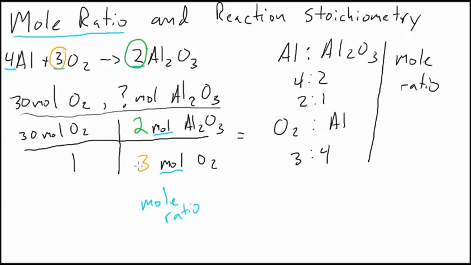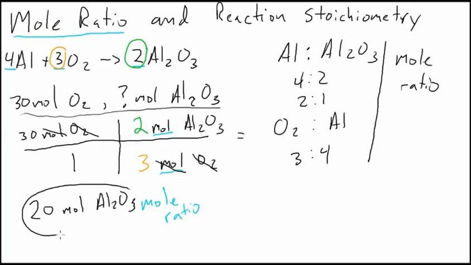It's 2 to 3. And then, as you always do with dimensional analysis, we're going to multiply by numbers on the top, and divide by numbers on the bottom. So 30 divided by 3 is 10, times 2 is 20. So the answer to this problem is 20. Some stuff cancels out here. Moles cancels, and oxygen cancels. So we're left with 20 moles of aluminum oxide. And that is the final answer to that stoichiometry problem. And that is also how you use the mole ratio to convert from moles of one substance to moles of another when you're doing reaction stoichiometry.